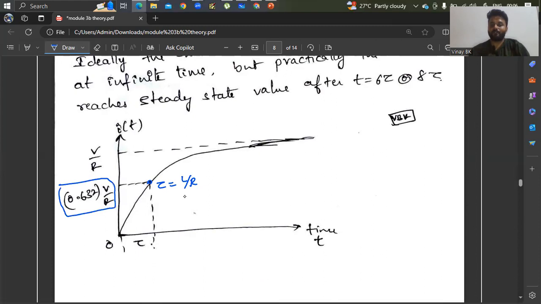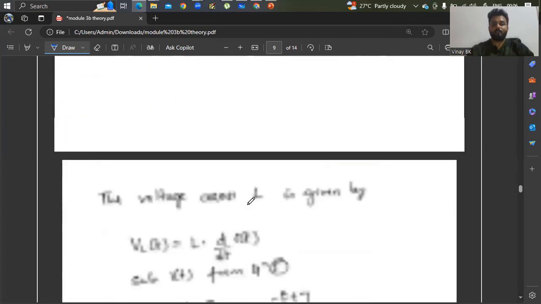If it is 2 tau, again it will be rising, till it reaches the final value, that is nothing but V by R. Here it becomes constant once it reaches. If the time increases, current also increases and it reaches a maximum value, the final value of current. Okay, so this is about the time constant.